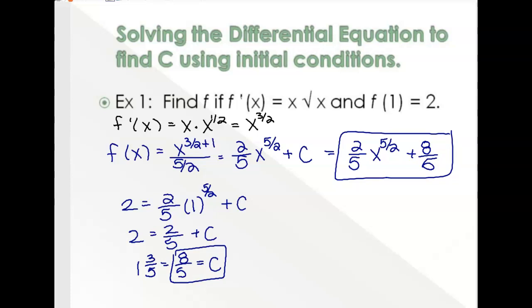So what that means is my f of x with that initial condition is equal to 2/5 x to the 5/2 plus 8/5. That is my function that applies the given initial condition. So this represents the general family function. This represents the function given that initial condition.